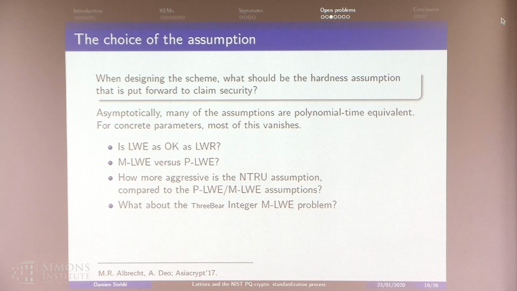Another type of question is the choice of the assumption that you make to support the security of the scheme. When you have a scheme, you say, okay, if this problem is secure, then the scheme is secure. So there are questions related to these assumptions. If you live in an asymptotic world, many of these assumptions are polynomial-time equivalent when you stretch the parameters sufficiently. But for concrete parameters, most of this vanishes. So I have a provocative first question. Is LWE as okay an assumption as LWR?